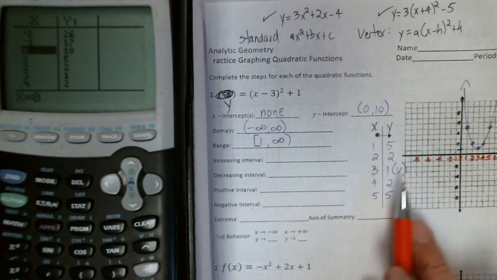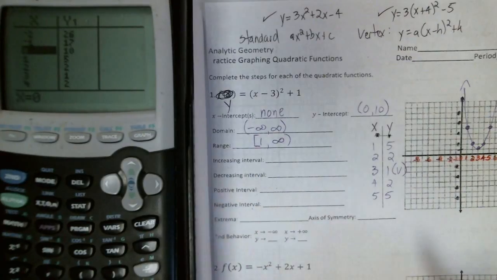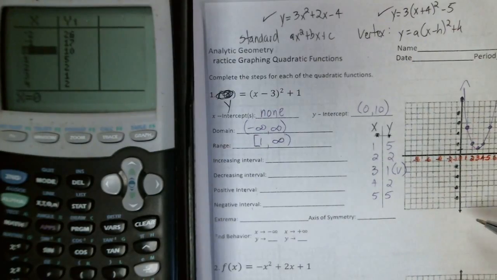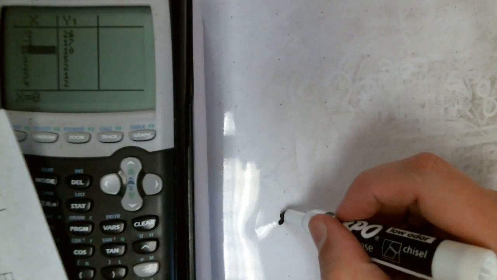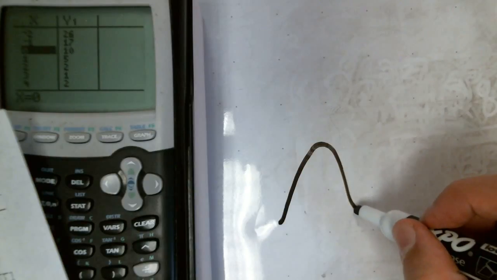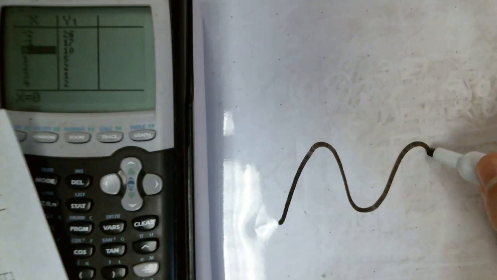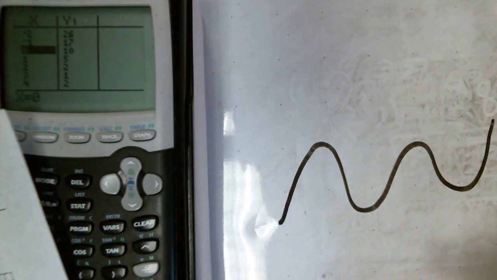Okay, so increasing and decreasing interval. I'll give you several different analogies, and hopefully one of these hits you. Think about a roller coaster. This is a dip in the roller coaster. So where's my roller coaster going up? When is my roller coaster going down? Let's consider this. I got a roller coaster out here. When is it going up? When is it going down?